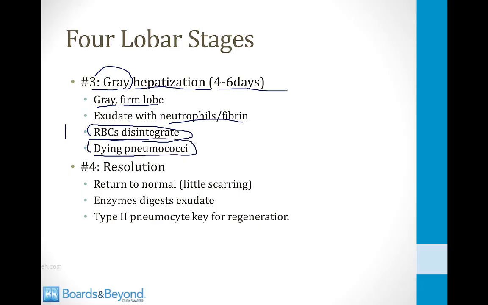So you can just remember that the gray is like a sad color, like at a funeral, and that's because everything is dying. The red blood cells are disintegrating, the pneumococci are dying.